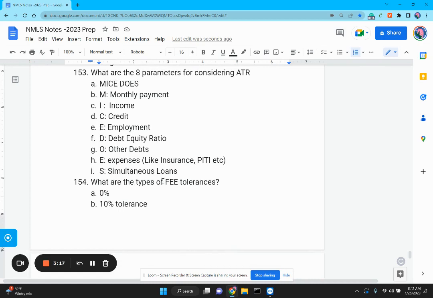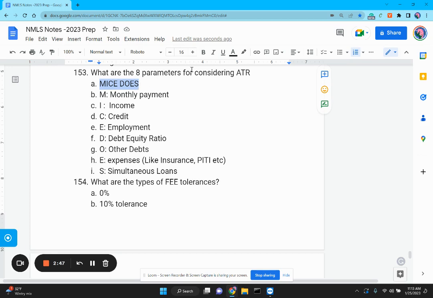The next is a very important question. What are the eight parameters for considering ATR? So, what is ATR? It's the ability to repay. The acronym that's being used is MICE. This is a question that was asked in one of the exams. There were two questions specific to this, and this particular acronym helped me during the exam. So keep an eye out for this particular one.